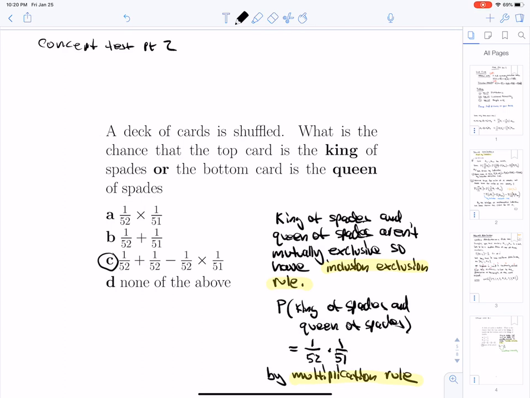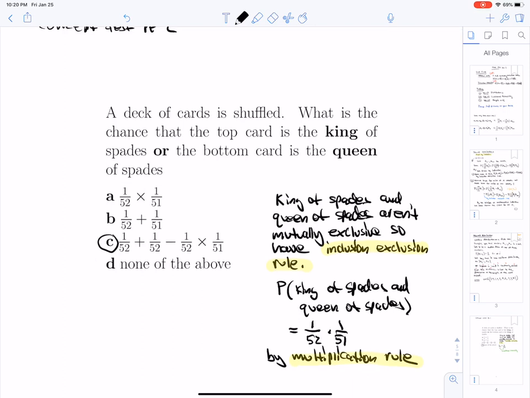Now if I change the wording so that now the bottom card is the queen of spades, now we're going to use the inclusion-exclusion formula. And that's C. The last term here is the intersection. It's the probability that the top card is the king of spades and the bottom card is the queen of spades. This follows from the multiplication rule that we're going to talk about now.